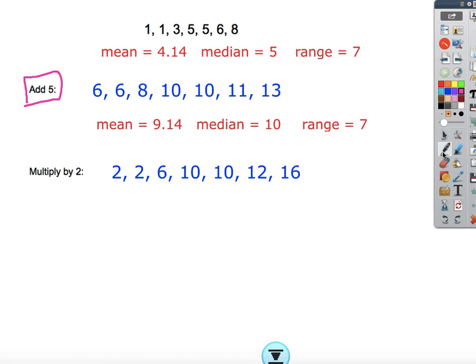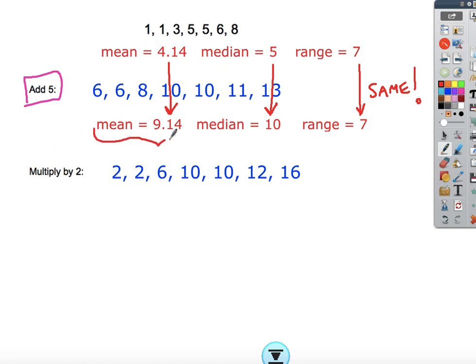Okay, the mean, do you see how that increased by 5? The median increased by 5, but the range stayed the same. Okay, so the span of numbers from 1 to 8 is 7. The span of numbers from 6 to 13 is still 7. All we did was take those data points and just shift them all to the right. So the range is the same, but my mean and my median went up by 5.